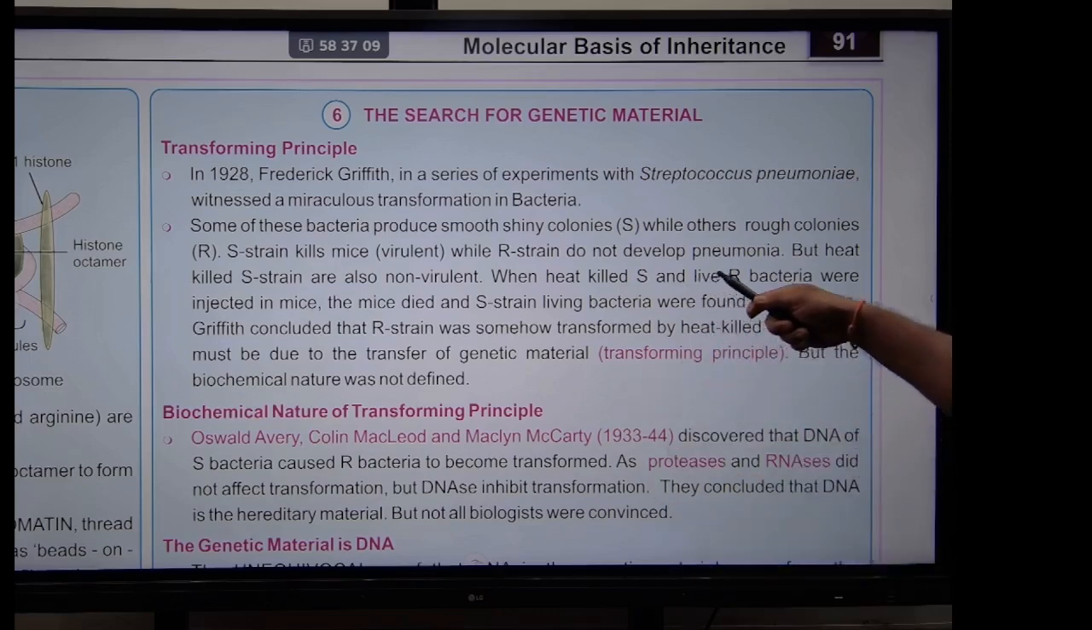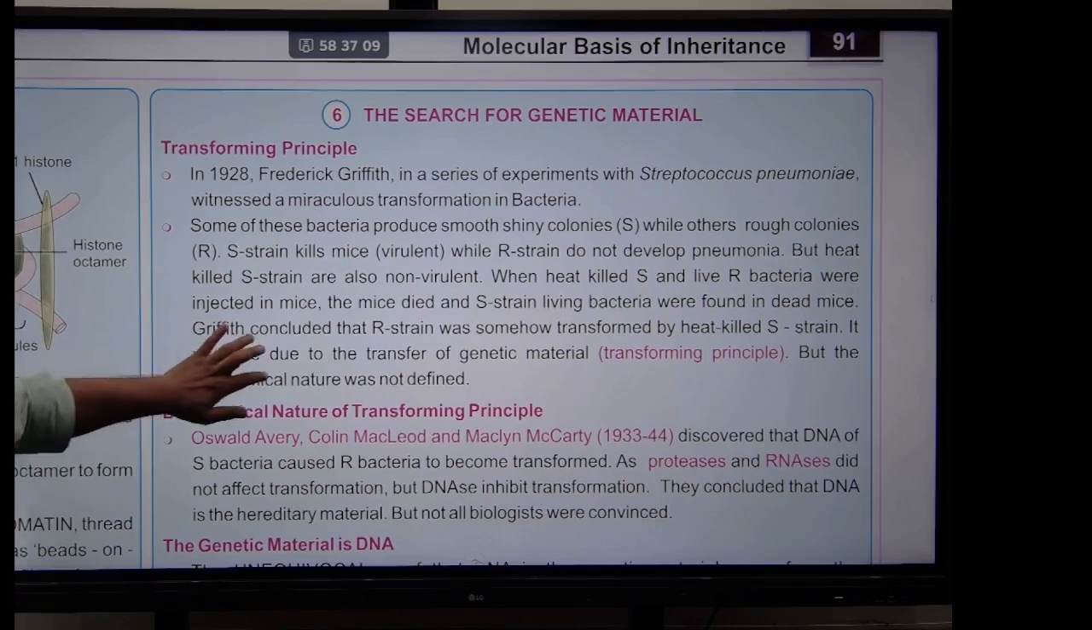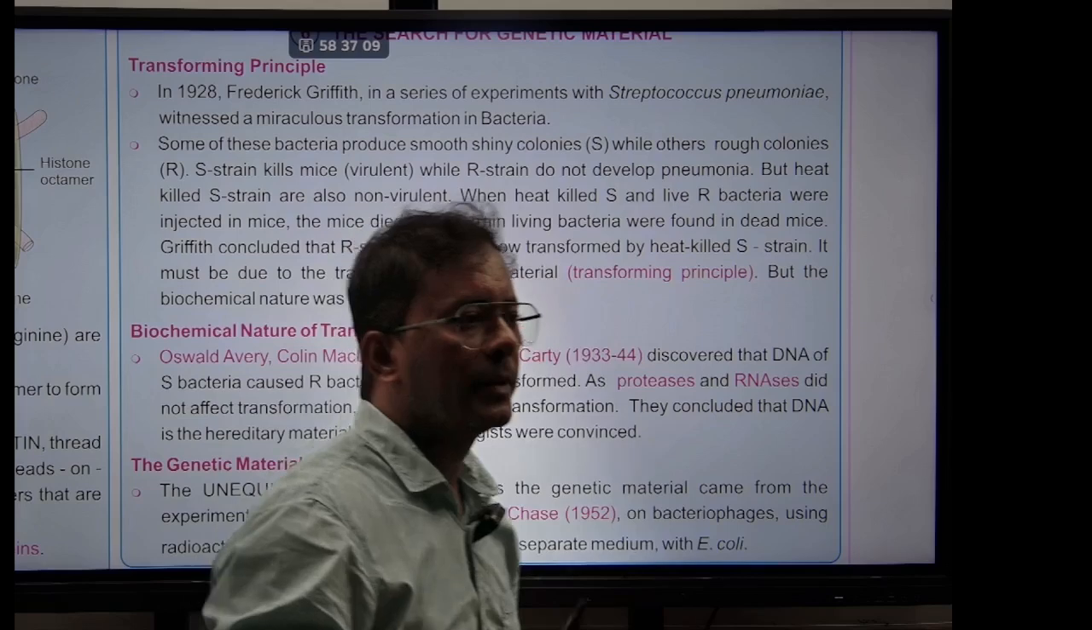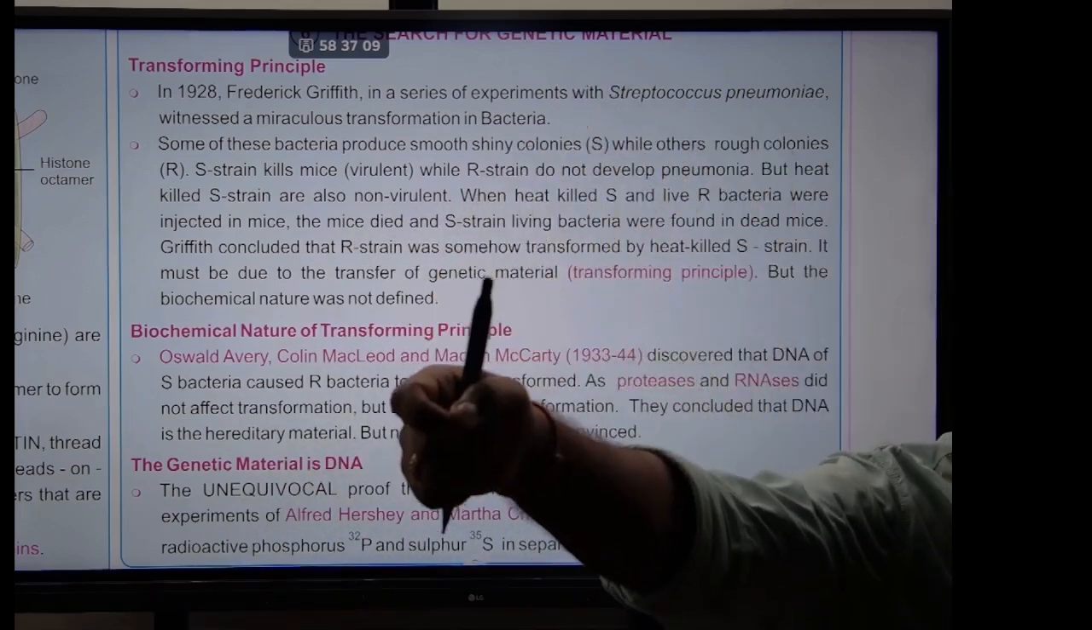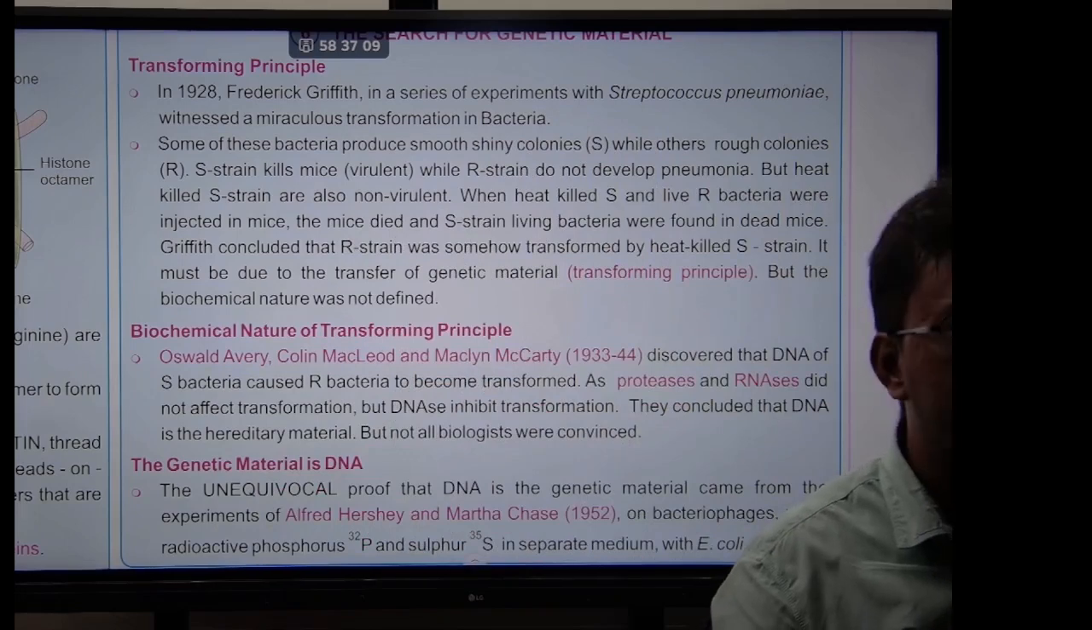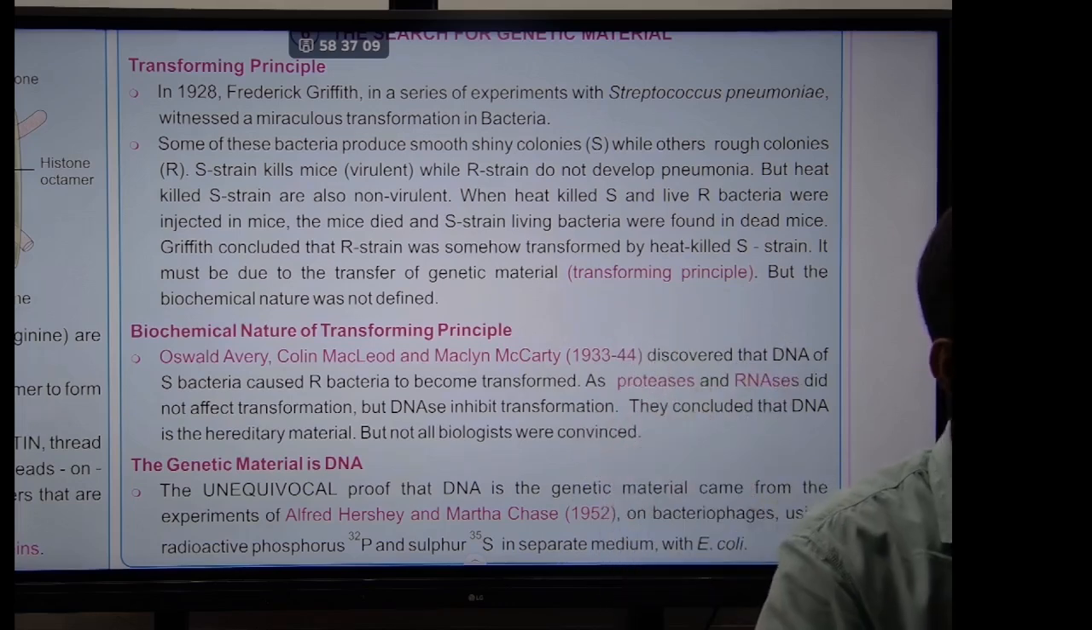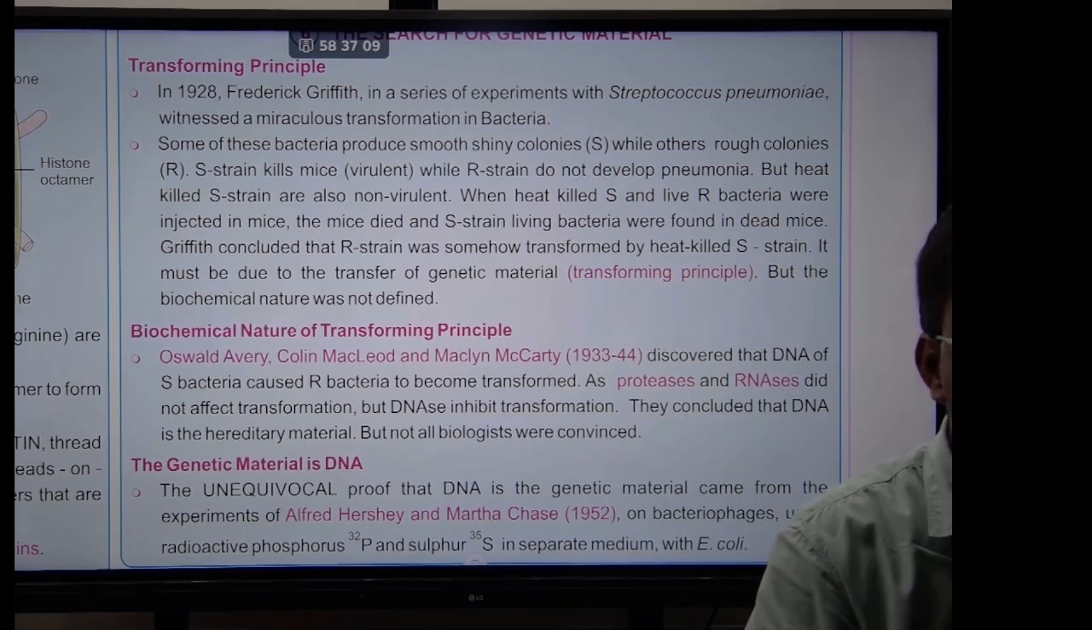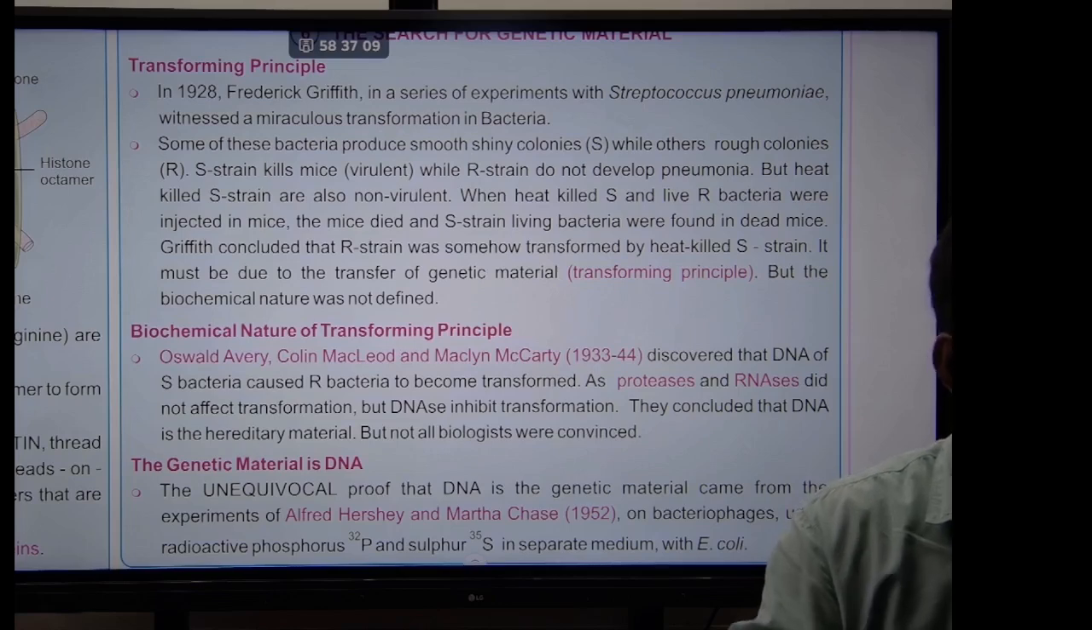Some produce shiny colonies while others produce rough colonies. The smooth strain kills mice while the rough strain does not. So the smooth-forming colonies of bacteria can cause infection, while the rough strain does not cause infection, right? What he did was a very simple experiment, guys. He injected the R strain into the mice, and another group of mice was injected with the S strain. Which one was killed here? The one that was injected with the S strain, right? That is done. In the second experiment, he killed the rough strain and injected it into the mice. What happened?